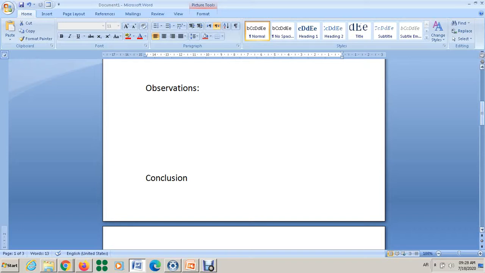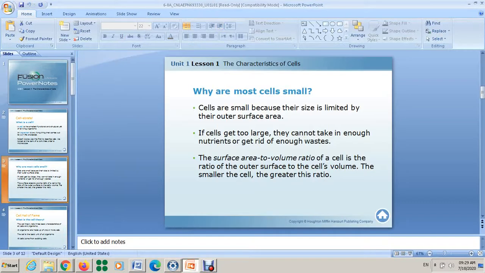Imagine we as human beings were only one cell, and this cell is very big. Do you think it can perform its function, as bacteria, which are very small, can do all the life processes? For sure no, as we learned from this lesson. So the smaller the cell, the greater this ratio, which means it's going to be a more efficient cell. Okay.